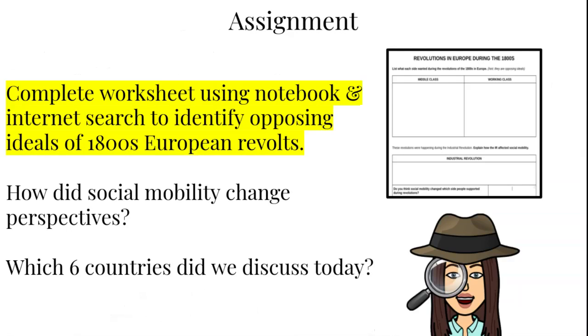Your assignment today is to use the textbooks, hardbooks, or digital books or internet searches to identify what each side wanted during the revolutions. The worksheet has the middle class versus working class. The second part is where you explain in your own words how the Industrial Revolution affected social mobility. Did people's perspectives on revolutions change as their wealth or opportunities increased?